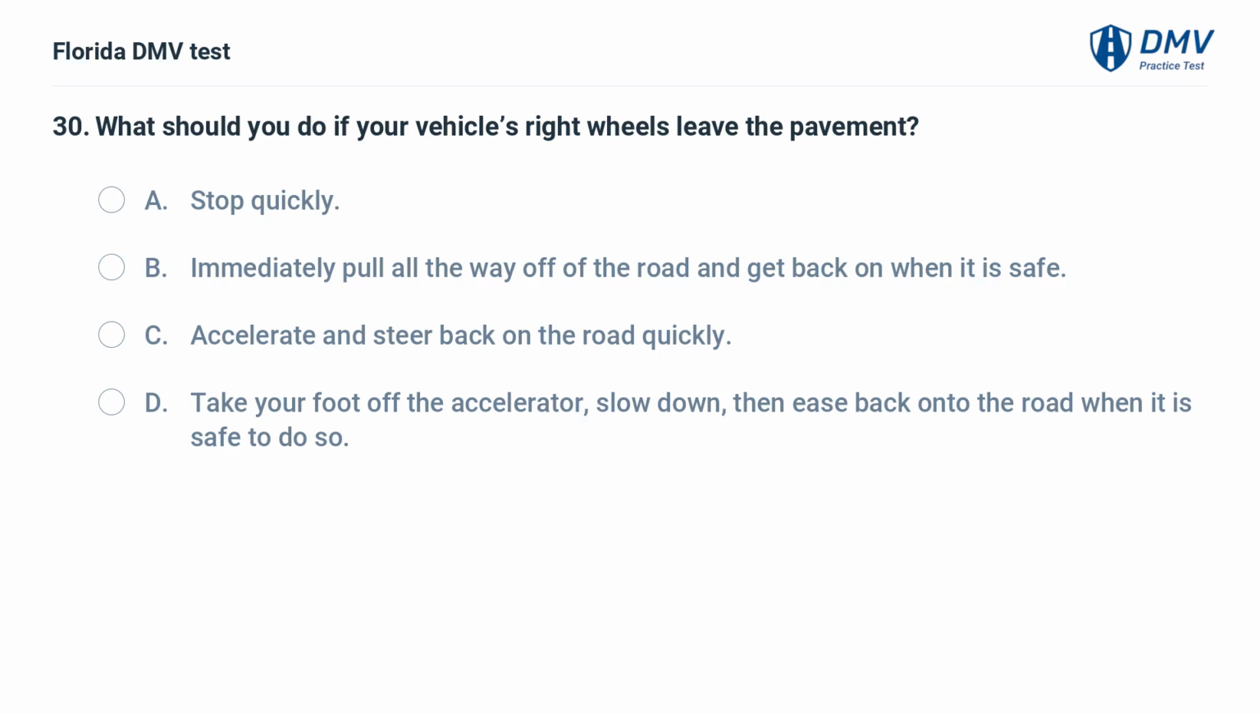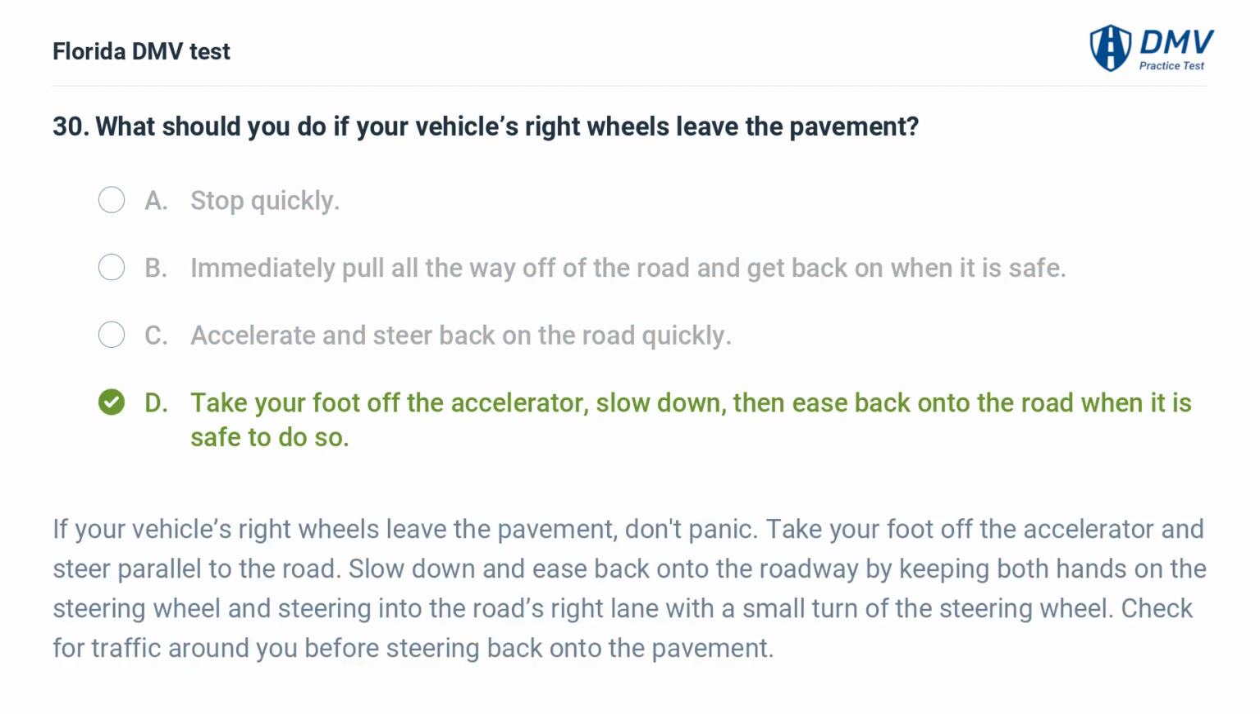What should you do if your vehicle's right wheels leave the pavement? A. Stop quickly. B. Immediately pull all the way off of the road and get back on when it is safe. C. Accelerate and steer back on the road quickly. D. Take your foot off the accelerator, slow down, then ease back onto the road when it is safe to do so.